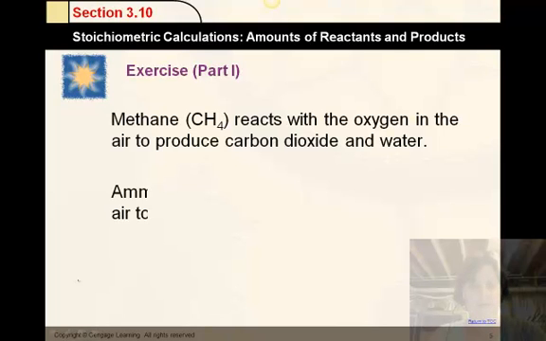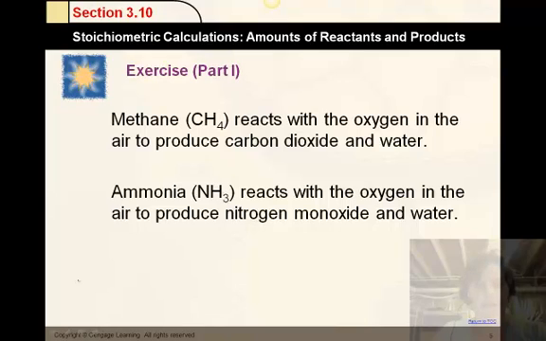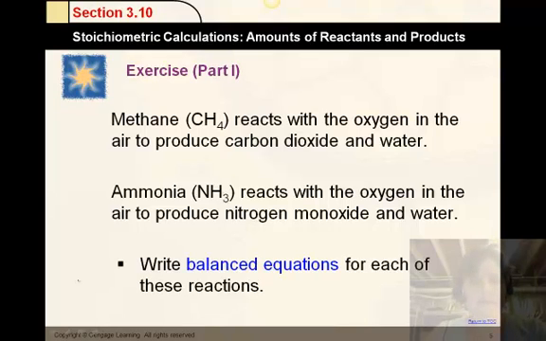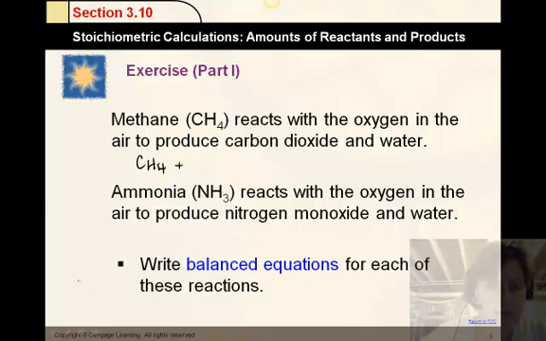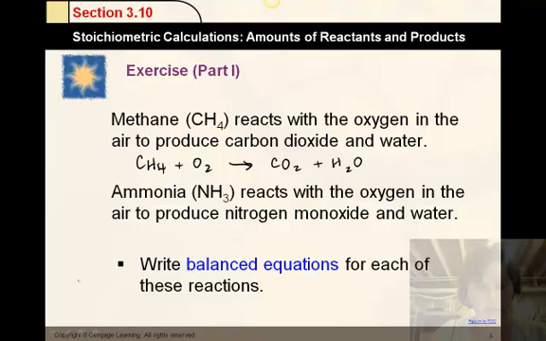Let's look at this particular question. Here we have some equations, and it says methane, CH4, reacts with the oxygen in the air to produce carbon dioxide and water. It also says ammonia, NH3, reacts with the oxygen in the air to produce nitrogen monoxide and water. Now, writing balanced equations is pretty easy. You have to decode it. So methane is CH4. It reacts with the oxygen in the air. Remember, oxygen's diatomic. And it produces carbon dioxide and water. Okay, that's the unbalanced equation.